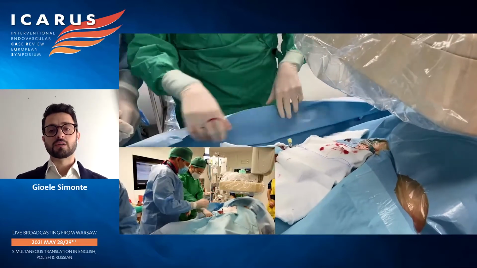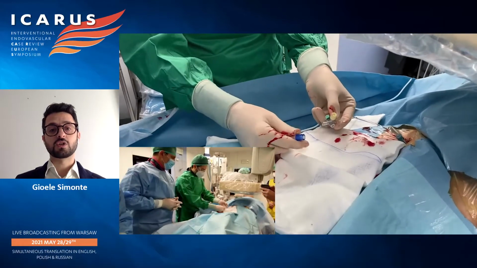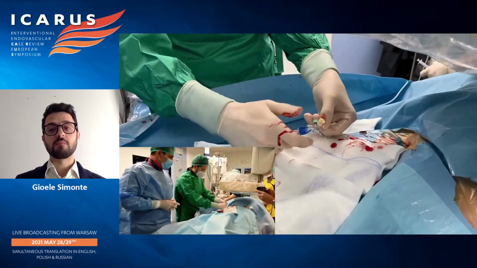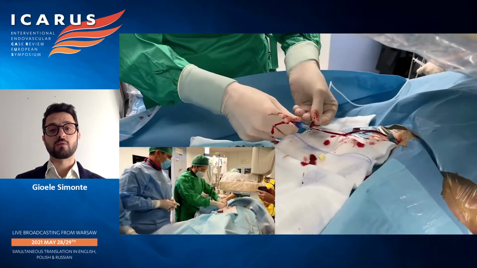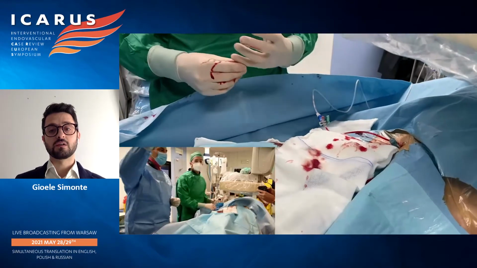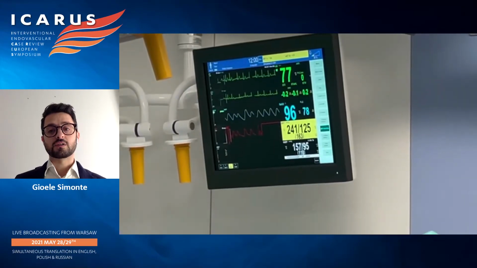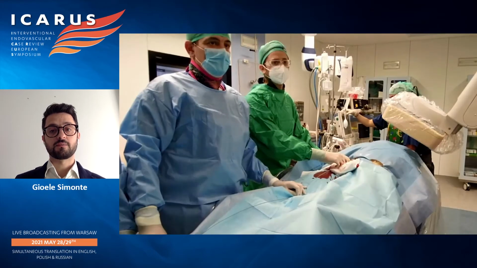At this point, the arterial line is connected directly to the working channel, obtaining immediate arterial pressure measurements and continuous line washing. And you see here the arterial line curve monitor showing the blood pressure of the patient.